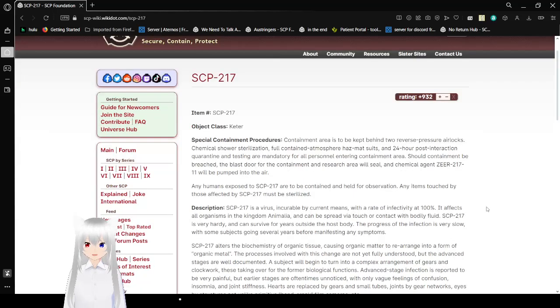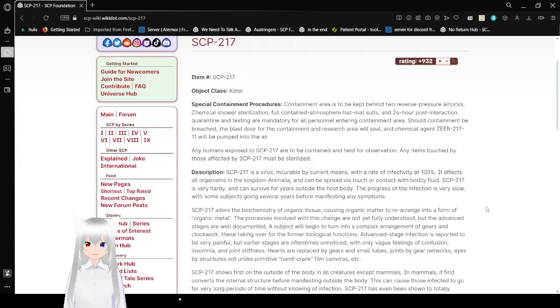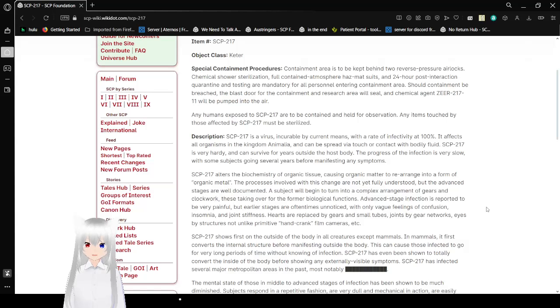Item number SCP-217. Object class Keter. Special containment procedures. Containment areas must be kept behind two reverse pressure airlocks. Chemical shower sterilization, full contained atmosphere, hazmat suits, and 24-hour post-interaction quarantine. And testing is mandatory for all personnel entering the containment area. Should containment be breached, the blast door for the containment and research area will seal, and chemical agent ZEER-217-11 will be pumped into the air.